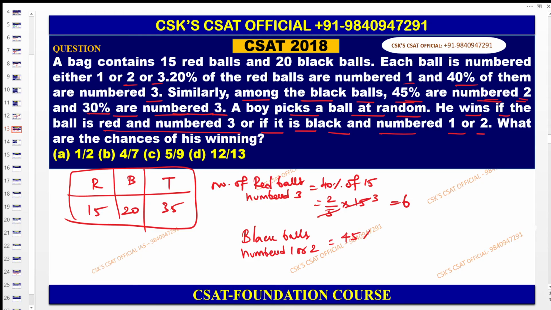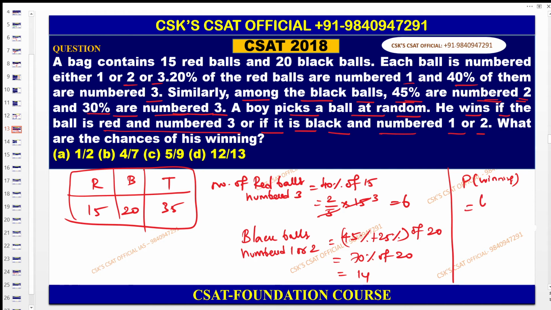So therefore 45 percentage plus 25 percentage of 20. So therefore 70 percentage of 20. 70 percentage of 20 is nothing but how many? 14. So therefore probability of winning is equal to 6 plus 14 by the total here, which is 35. So which is equal to 20 by 35. You can cancel this with the 5 table, 4 by 7. So the answer here is 4 by 7. Okay. So one probability question also discussed here.